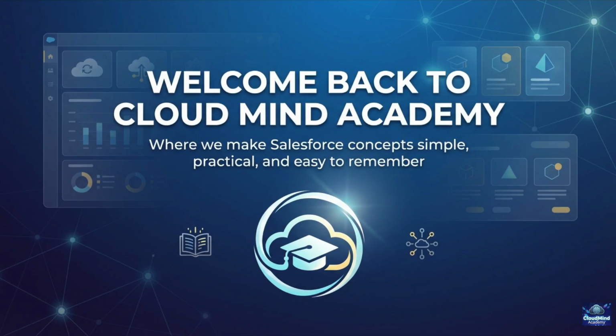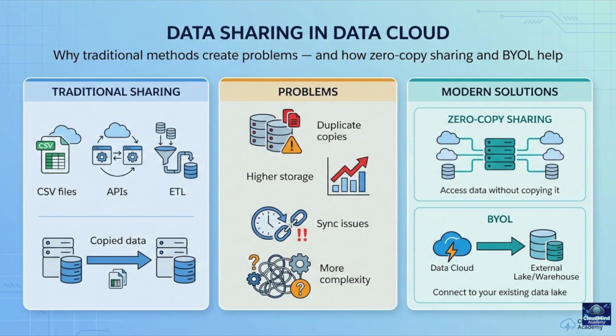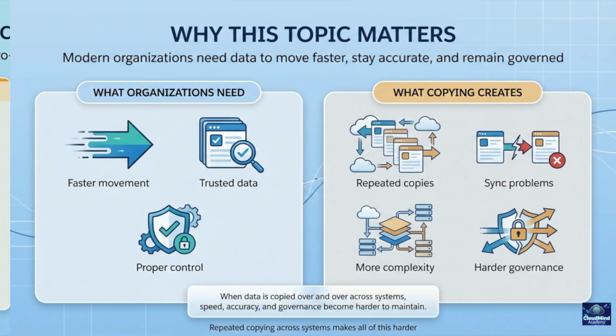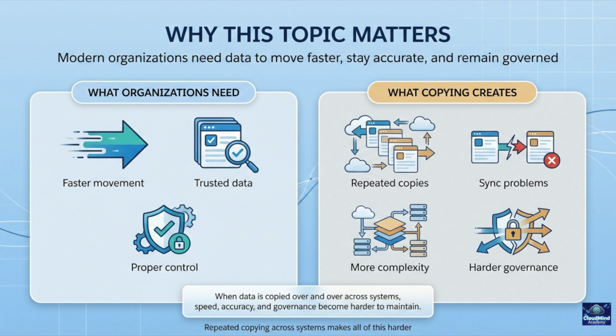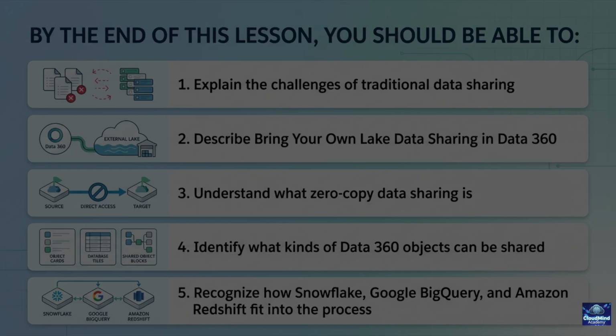In this lesson, we're going to talk about data sharing in Data 360. And more specifically, we're going to look at why traditional data sharing methods often create problems and how newer approaches like zero-copy data sharing and bring your own lake, or BYOL, help solve them. Now, this is an important topic because modern organizations need data to move faster, stay accurate, and remain properly governed. But when data has to be copied over and over again across systems, all of that becomes much harder. So in this lesson, we'll break it all down in a simple conversational way.